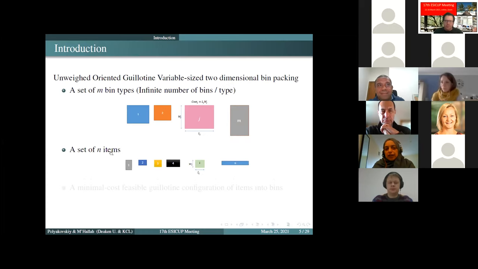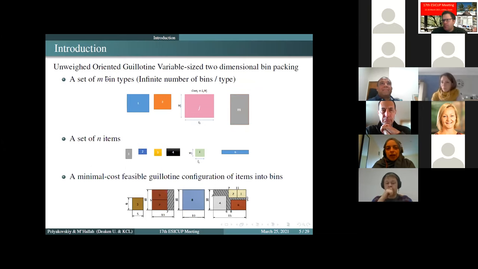Then we have a set of n items. Each one of these items is characterized by its width and height, and these items cannot be rotated. So that's why we have the oriented case. And at the end, we have what we call the guillotine. What we mean by guillotine is that we would like the way to generate the items to be either using vertical cuts or using horizontal cuts. Of course, we talk about a feasible packing because we do not want the items to overlap and we want the items to be totally contained within their containers.